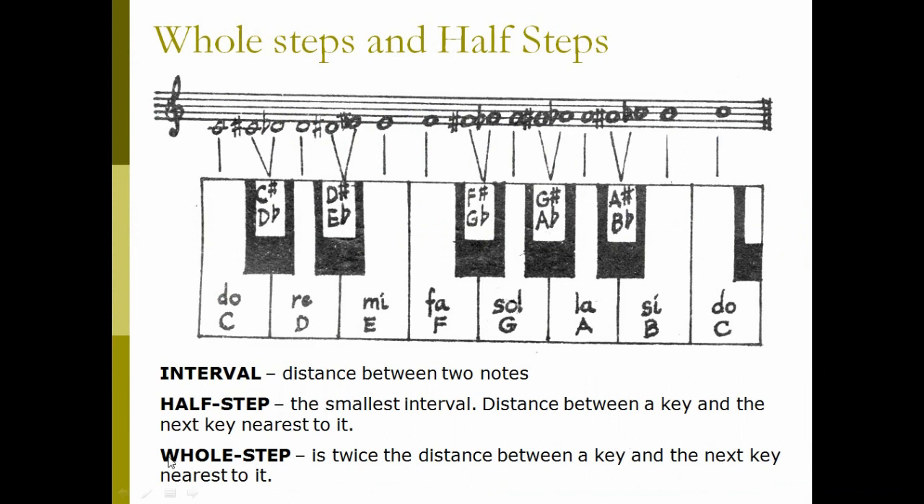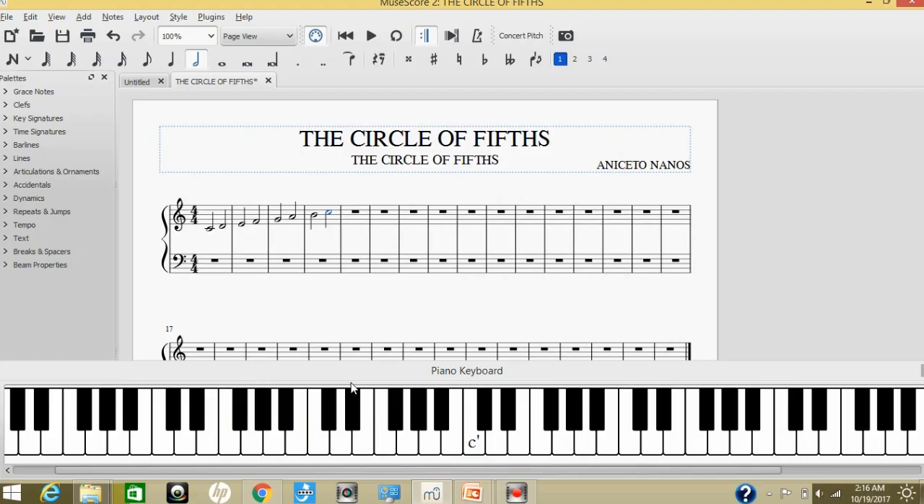The next step, we call it the whole step. What is a whole step? It is twice the distance between a key and the next key nearest to it. Let's try to have some demonstration. Do to Re is a whole step. Re to Mi is a whole step.